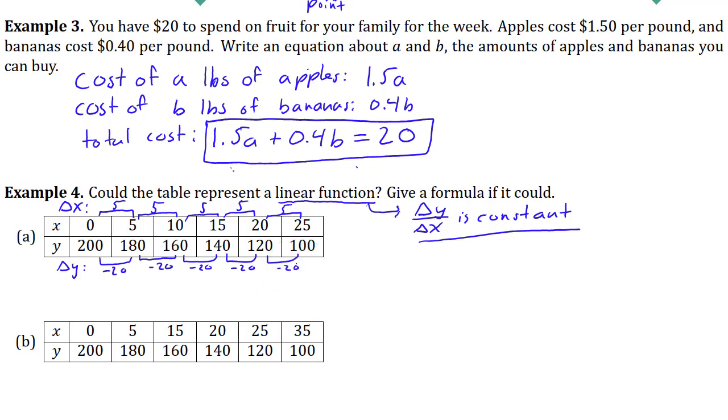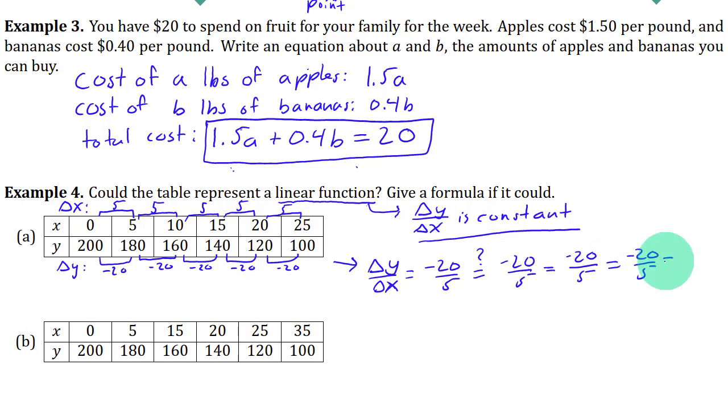So in this case, for A, the change in y over the change in x is going to be, let's see, negative 20 over 5. The other one is going to be negative 20 over 5. And what we want to see is, is this always the same? And in this case, yeah, it is. It's always negative 20 over 5, which is just negative 4. So it is linear.